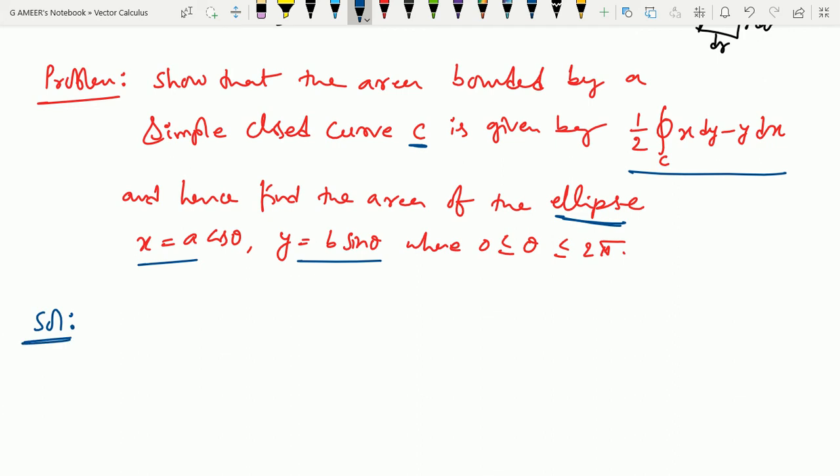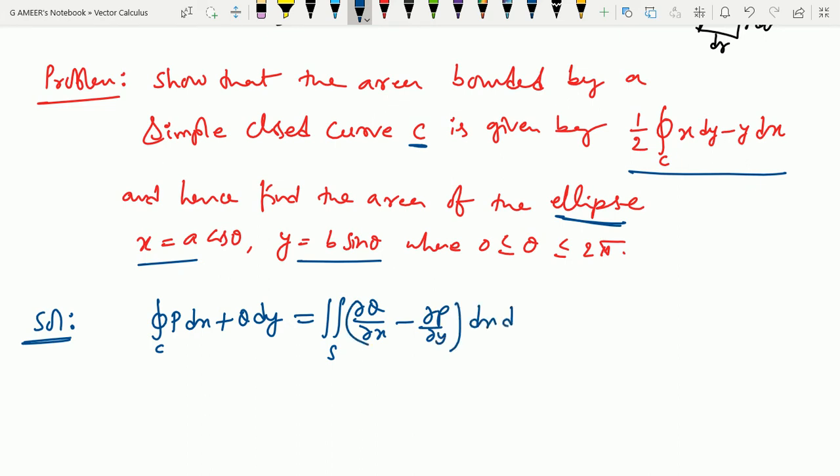Then the given quantity we compare with Green's theorem. Green's theorem says the closed integral of p dx plus q dy will be equal to the surface integration of dou q by dou x minus dou p by dou y into dx dy. So in our integration, this is a factor they have given. Let us call it as some. So here it will be half into dx dy.